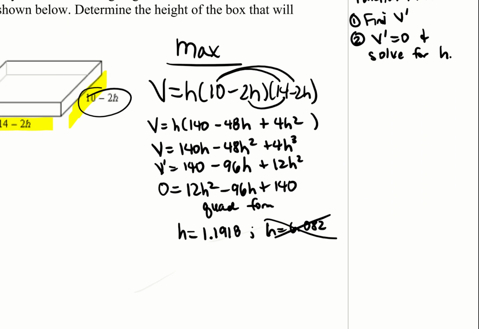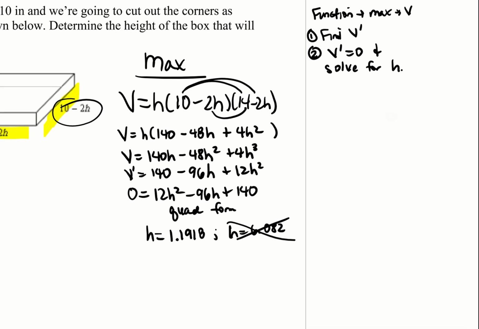So this might be the value of the height that gives the max volume. Just to verify that though, once I have solved for those critical values, I'm going to examine the second derivative. I'll evaluate it at the critical value that I found, and the sign of that will tell me about the concavity of V. And I will use that to verify that this is giving me the absolute max.